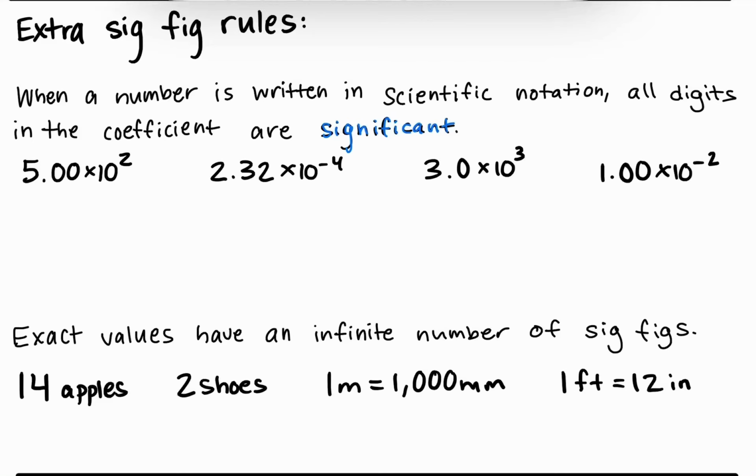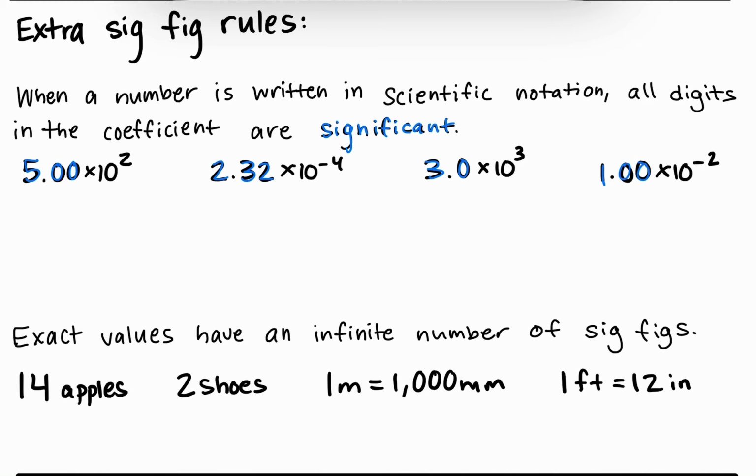So these are just a few extra sig fig rules that don't fall into the general rules in the last video. The first rule is that if a number is written in scientific notation, all digits in the coefficient are significant. If we look at these numbers down here, these are the coefficients. Whatever is before the times 10 to the power is considered to be the coefficient. So if we look at these values as written, all of the digits in the coefficient are significant.